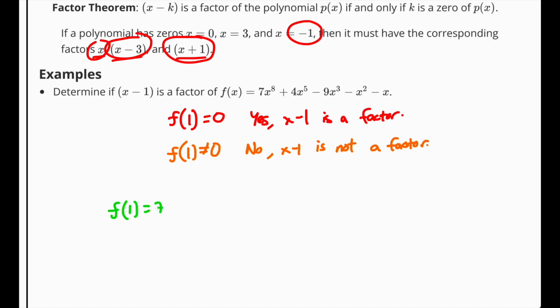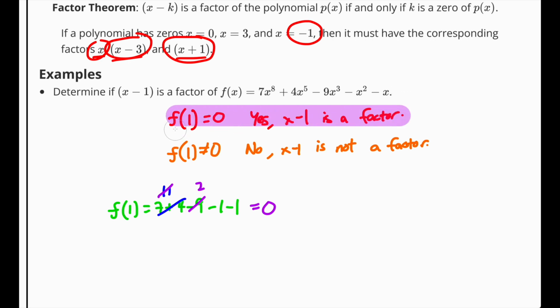f of 1 is equal to 7 plus 4 minus 9 minus 1 minus 1. All right, well, this is 11. Okay, 11 minus 9 is 2. 2 minus 1 minus 1 is equal to 0. So the answer then is this part right here. f of 1 is equal to 0, so yes, it is a factor, and this one can basically be ignored because it is equal to 0. But if it wasn't equal to 0, it would not be a factor.